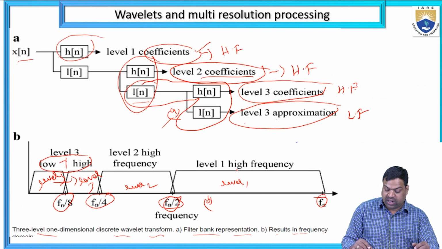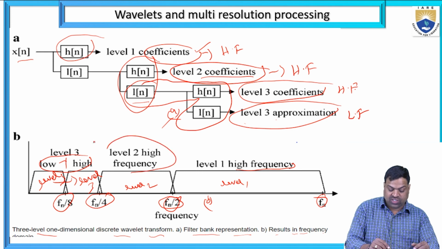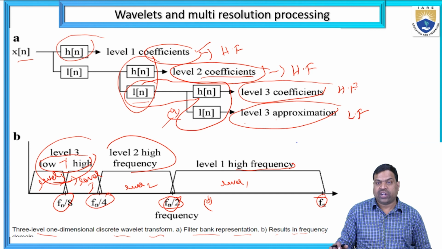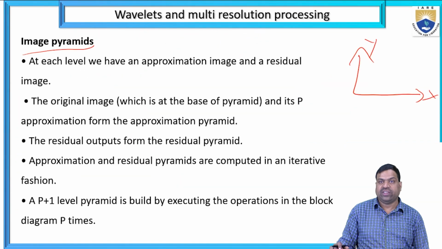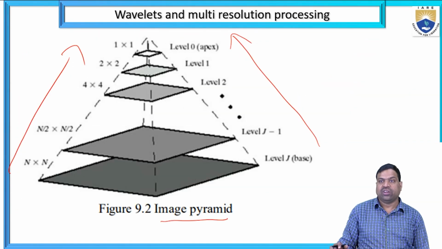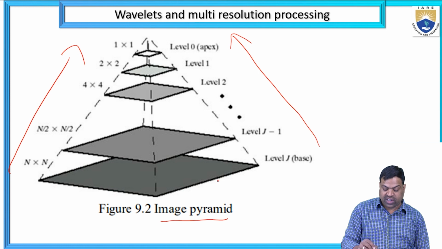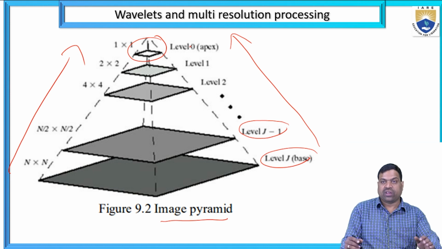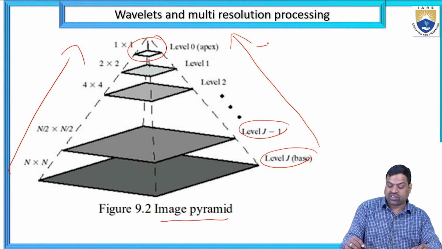Here level 1 is high frequency, level 2 is high frequency, level 3 is high plus low. Like this, whether one dimensional, two dimensional or three dimensional, the filtering techniques are converting into levels. Here also we are converting into levels. Here the width is very high, so I am taking it as level J. Somewhat it is reduced, and at the lower levels the width is less.